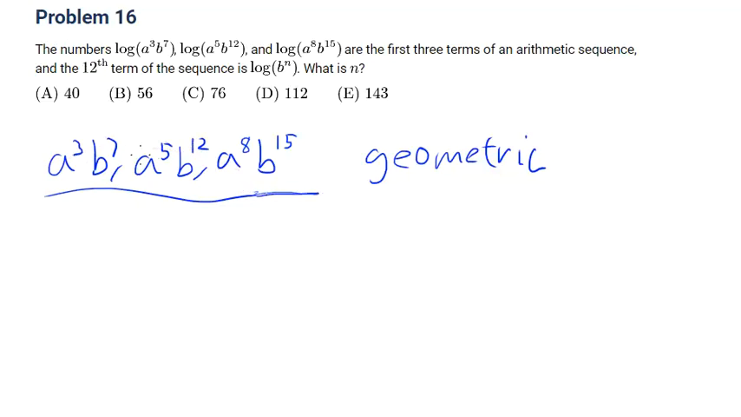Now this times what equals this? Well, a squared b to the fifth. Now this times what is this? a cubed b to the third. What does that tell us? It tells us these two are equal since this is a geometric sequence, which means a equals b squared. We just divided this whole thing by a squared b cubed. So now we get a equals b squared.